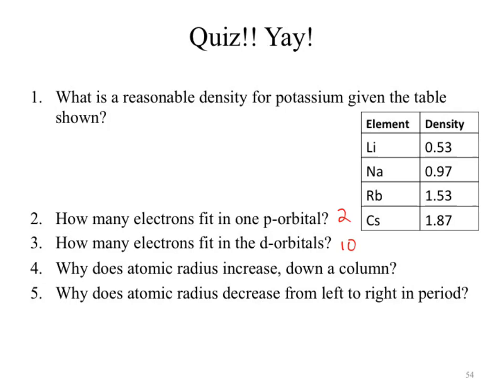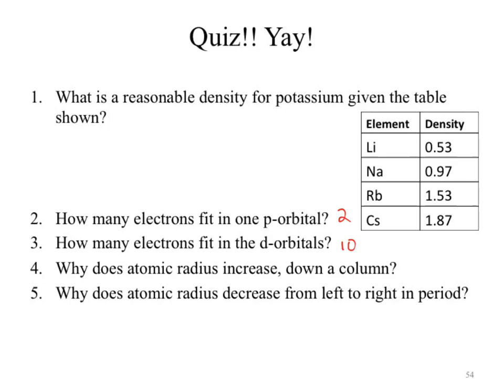Why does the atomic radius increase down a column? Okay. So we can jump to the quick answer. There's more electrons. We go from hydrogen to cesium in that first column. Hydrogen has 1 electron, cesium has 55. Which one's going to be bigger? Cesium, because a lot more electrons. So that makes sense. Okay.